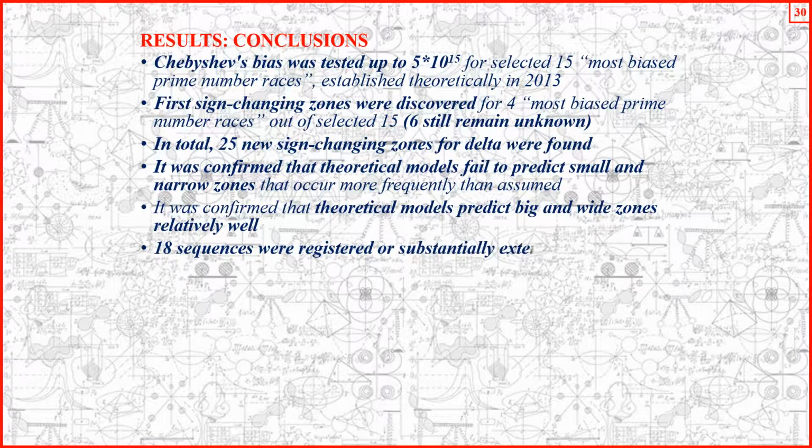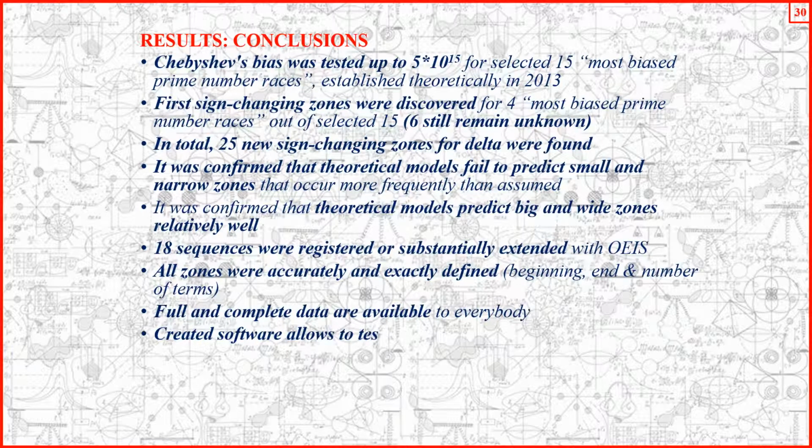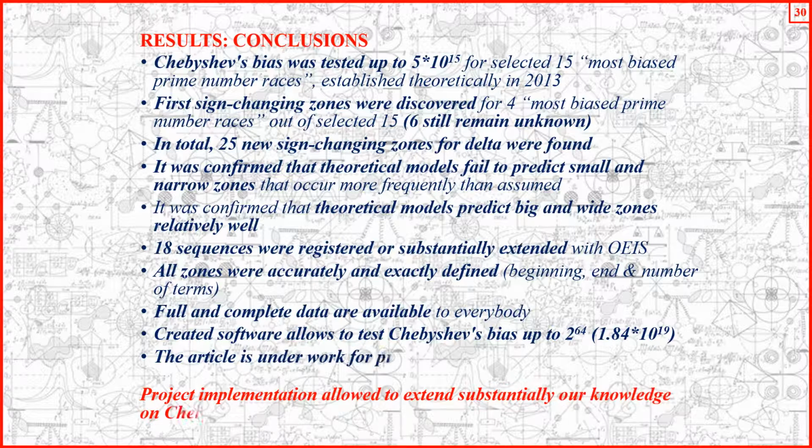Finally, I found out that theoretical models, developed over the past 20 years, predicted large zones relatively well, but failed to predict small zones, that happened more often than was presumed. Therefore, these models need review and revision to accommodate project results. This project numerical results are objective, whereas theoretical models are based on some presumptions, conjectures, and hypotheses. There are still 6 races, out of top 15, where no negative zones are known.